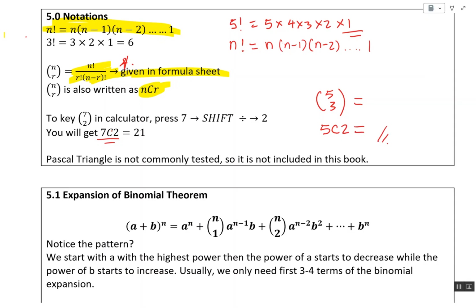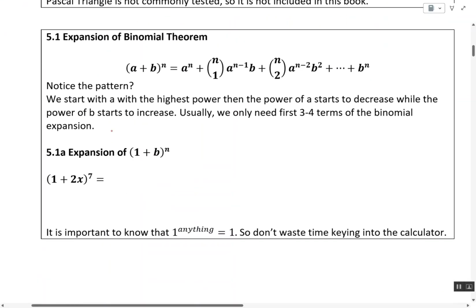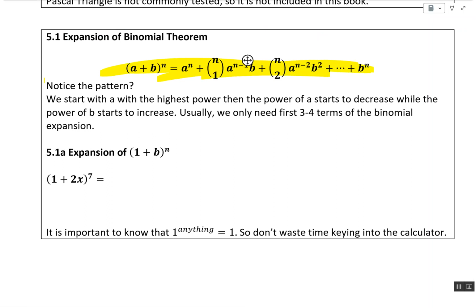Let's move on to the first part, which is the expansion portion using our binomial theorem. This is the formula which we use to expand for binomial. You always have 2 terms. The first term is A, the second term is B. If you look at this expansion, first and foremost, you will notice a pattern: your A, highlight with me, starts with the highest power. In this case, my highest power is always the number here, which is n, and then it will start to decrease.